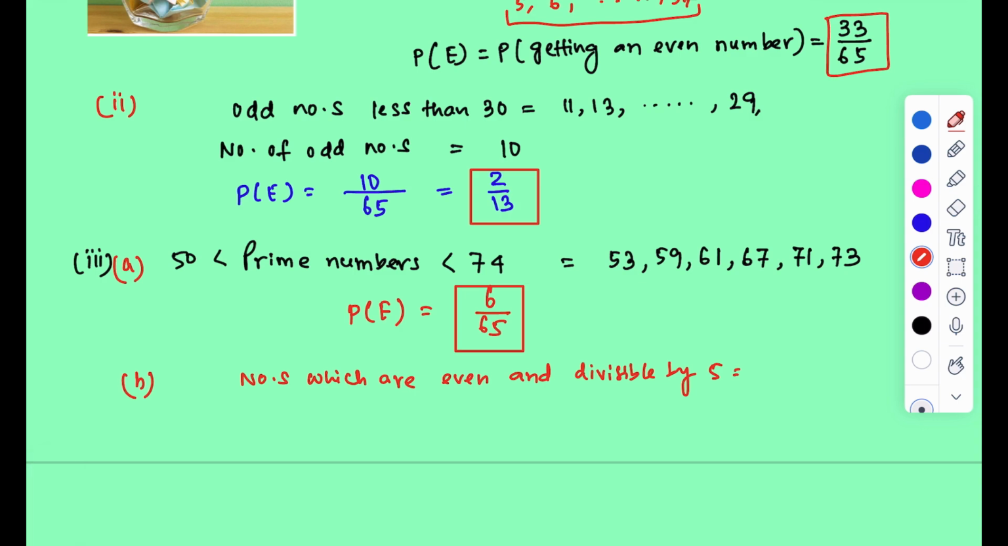And the numbers which are even and divisible by 5 are 10, 20, in this way up to 70. So the total number of favorable outcomes will be equal to 7, and the total number of outcomes is 65. So hence the answer will be equal to 7 by 65.